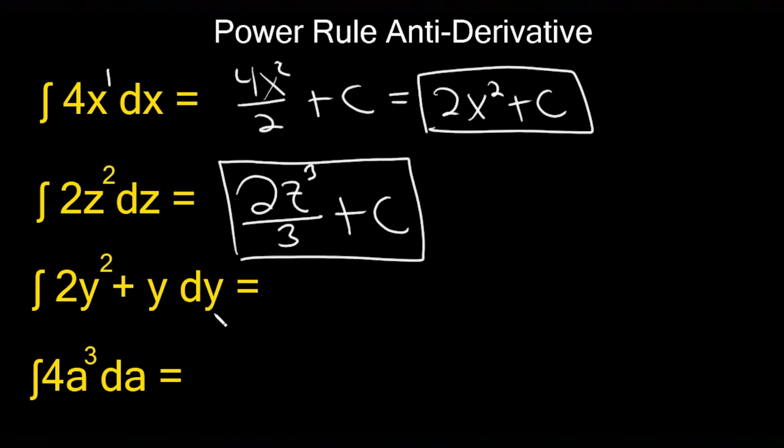This one here is in respect to y. Now you're going to do this in parts. You're going to do this part here and then this part, and then at the very end, add your constant of integration. So I'm going to say here 2y to the third power all over 3.